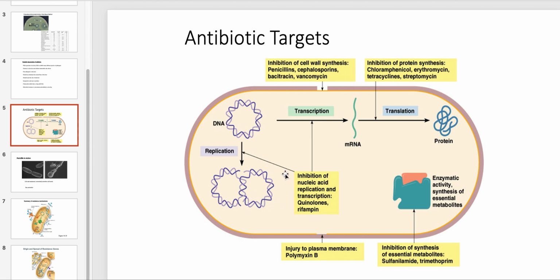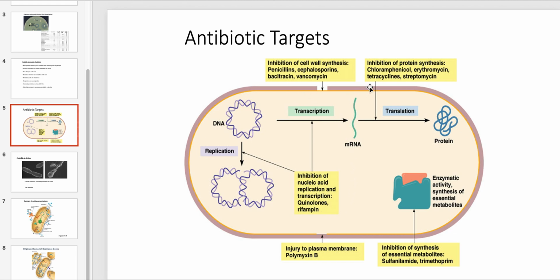Rifampin actually interferes with RNA polymerase, so it interferes with transcription, the usage of DNA as a template to make a messenger RNA copy. And so quinolones specifically interfere with DNA gyrase, for example, and certain DNA polymerases. And rifampin specifically interferes with RNA polymerase.